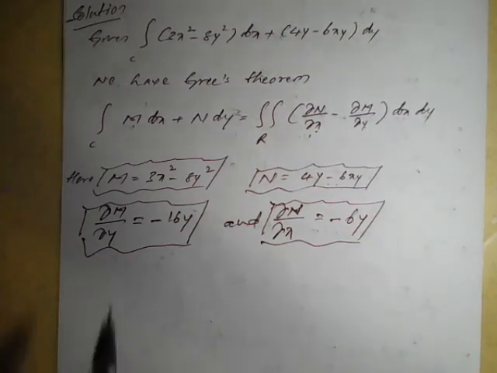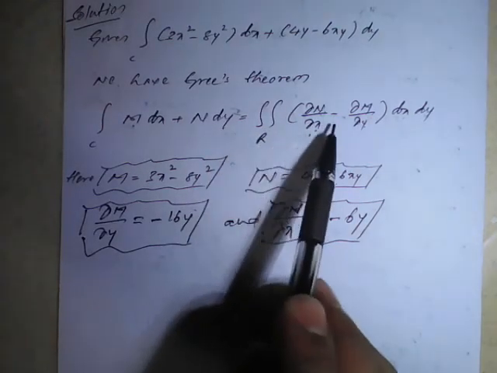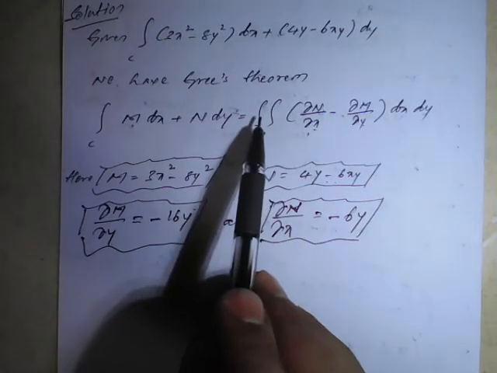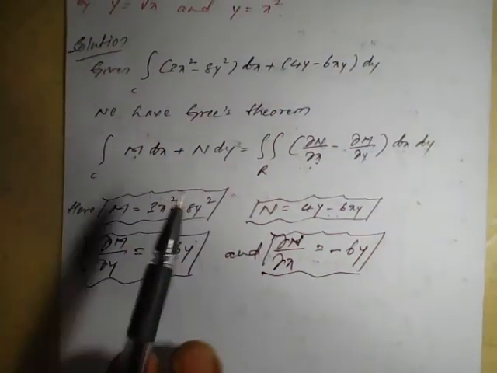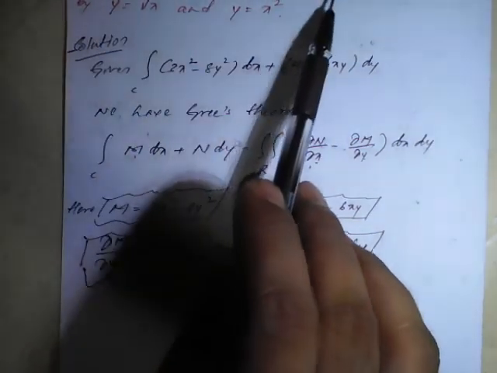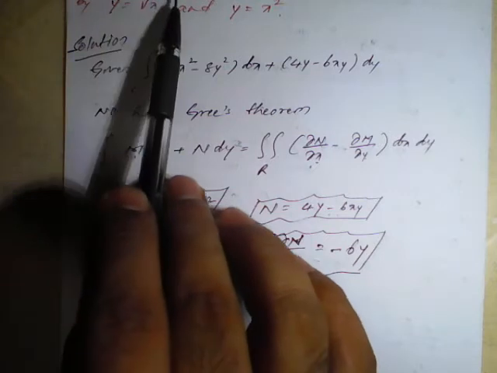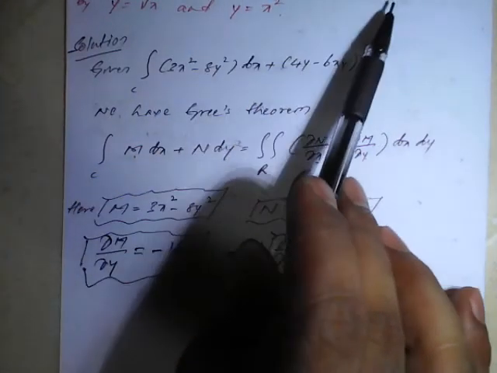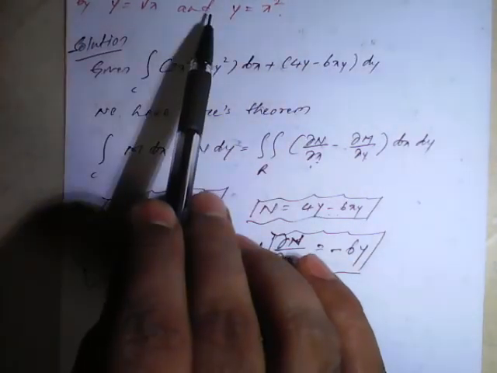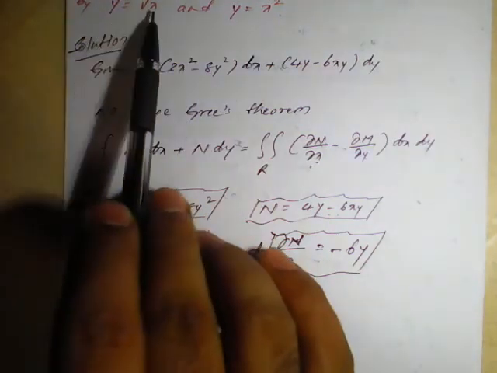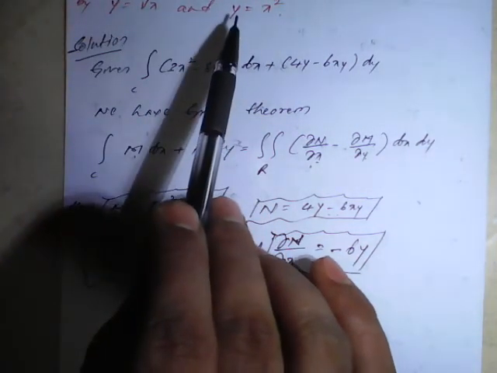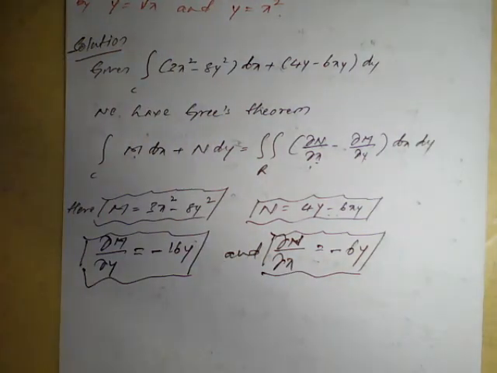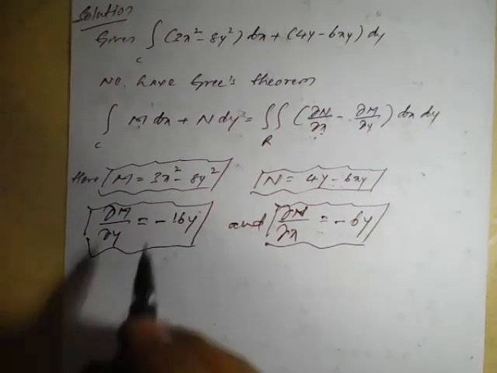Now, as we know, to apply here in the right hand side, we need the integral values, which are the upper and lower limits. That can be found by using the region they have given in the question. The region is enclosed by y = √x and y = x². Both are nothing but curves, so I will take those curves here.